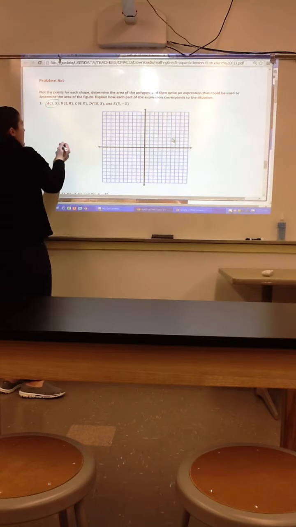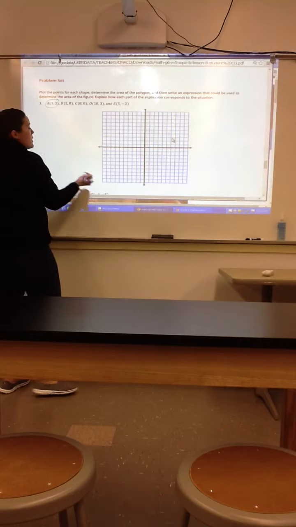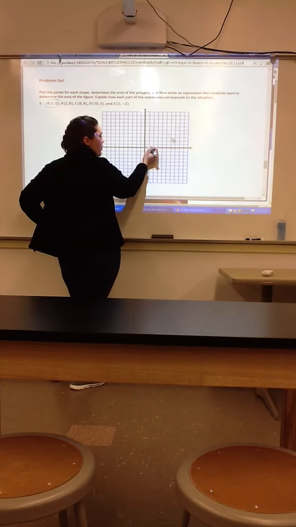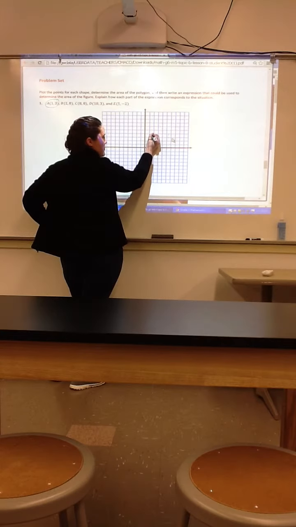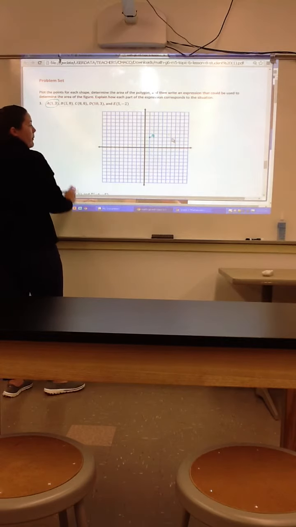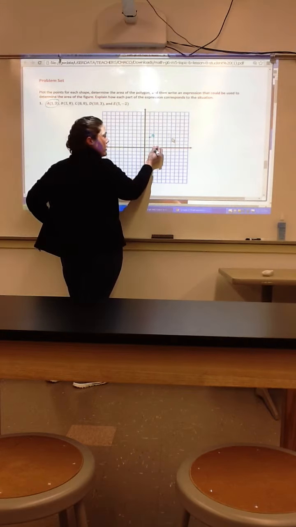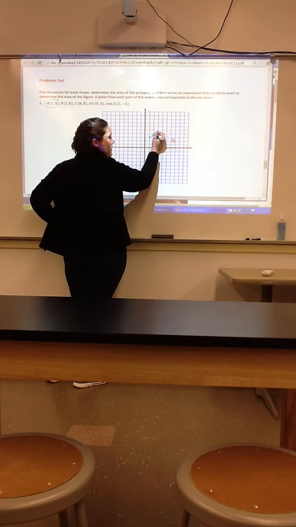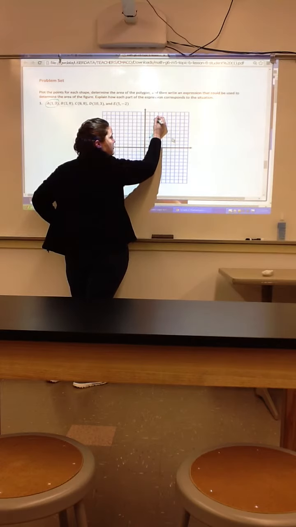So A is 1, 3. So we start at our origin, we go over 1, up 1, 2, 3. Point B is 2, 8. So we go over 1, 2, up 1, 2, 3, 4, 5, 6, 7, 8.